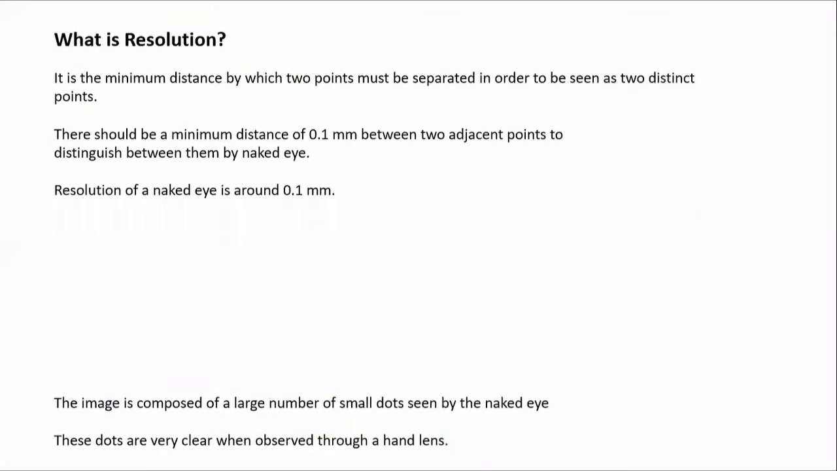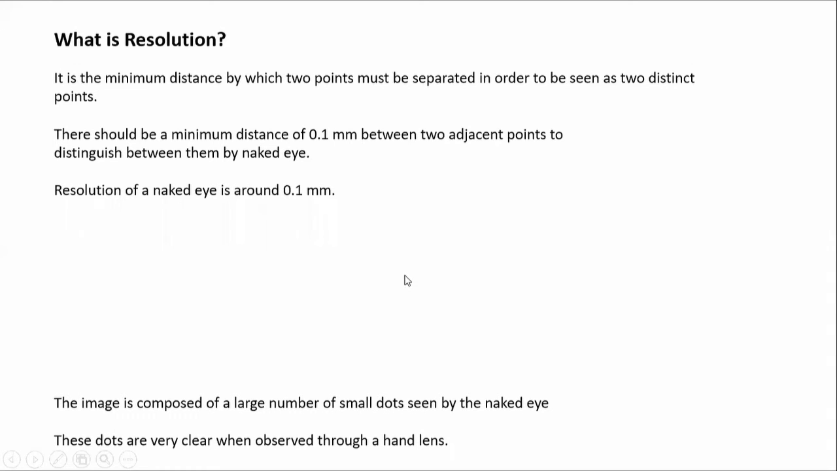Now, what is resolution? It is the minimum distance by which two points must be separated in order to be seen as two distinct points. All right. So resolution can also be defined as the detail that an image holds. All right. So you can understand this further in the next slide. But anyway, let's move on.